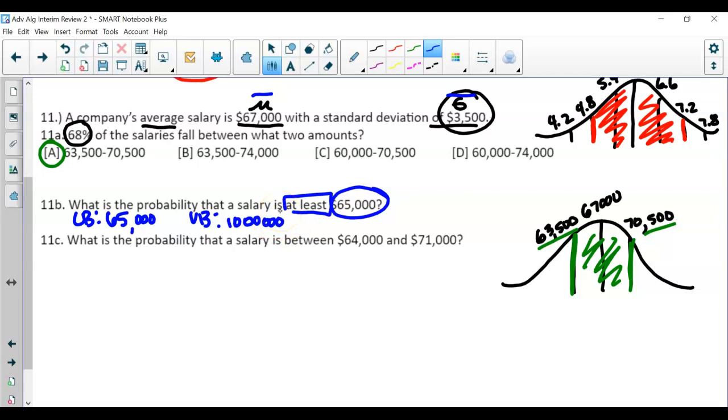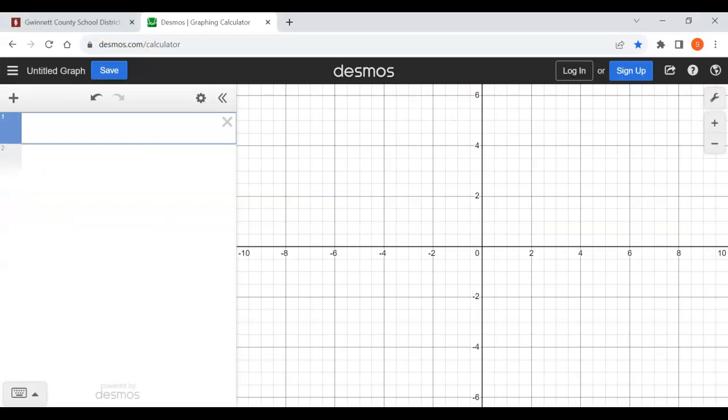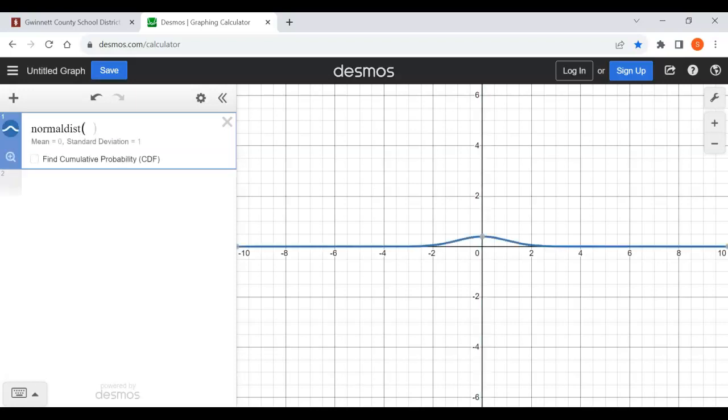So now let's see if you remember. Here we go. So we're going to go to Desmos, graphing, normal distribution. So normal distribution, there we go. So now opening up and starting, we need the mean first, then the standard deviation. So the mean was 67,000, no comma yet, because then we use the comma to separate. Then the standard deviation was 3,500. Close the parentheses. Remember, we want the CDF, so we've got to check that off.